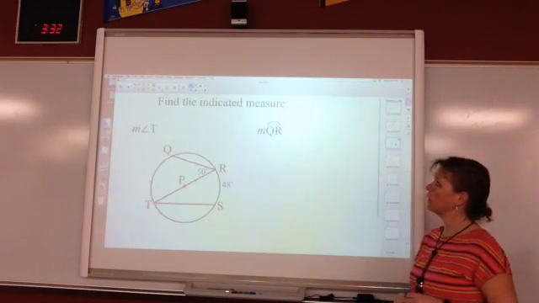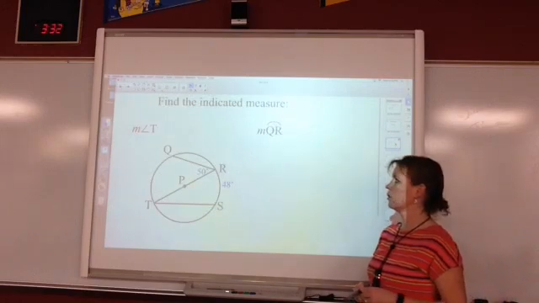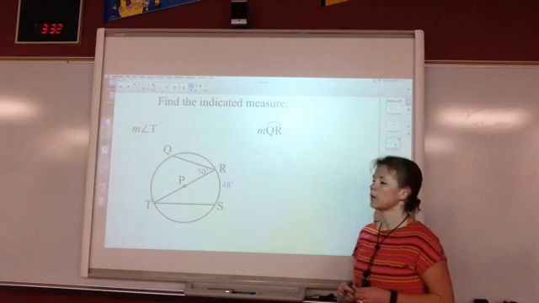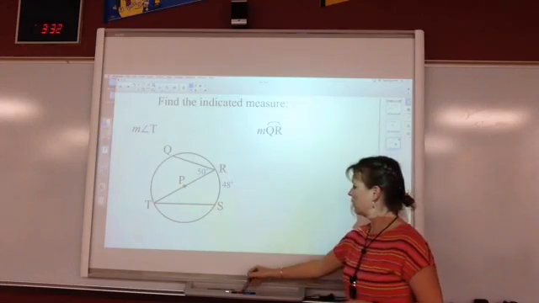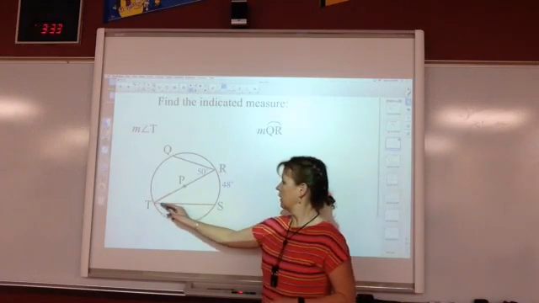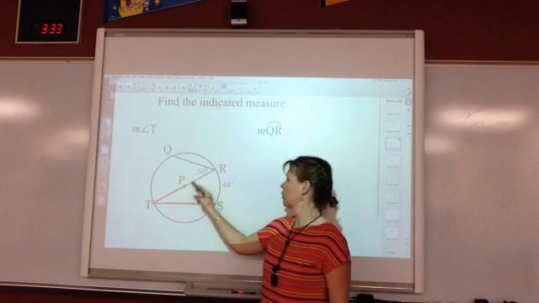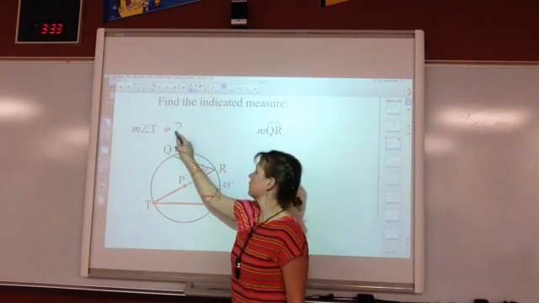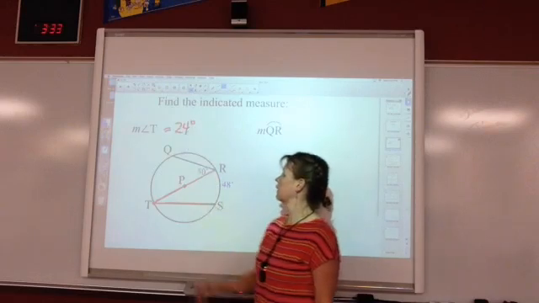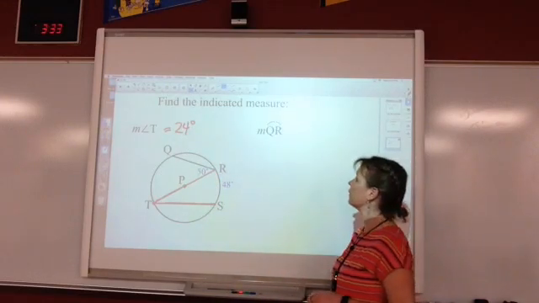Next page. Find the indicated measure. If you have this drawing, pause it, draw it, label it. Make sure you put your degrees in there. Okay, we're back. The measure of angle T. Measure of angle T is an inscribed angle. It's going to be 1/2 of whatever its arc is. Since its arc is 48, the measure of the angle is 24. Make sure you label it properly with degrees.